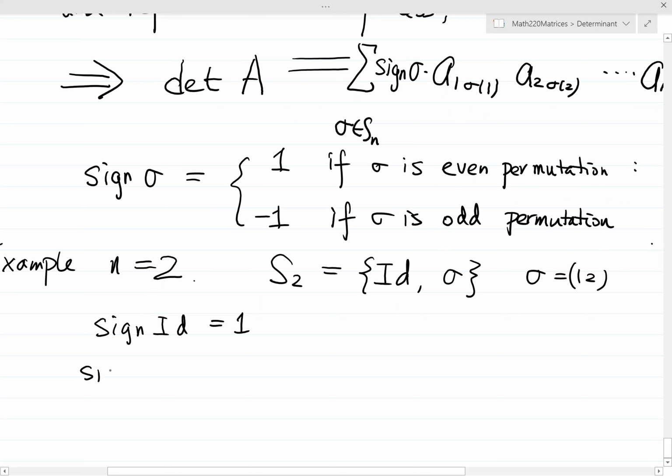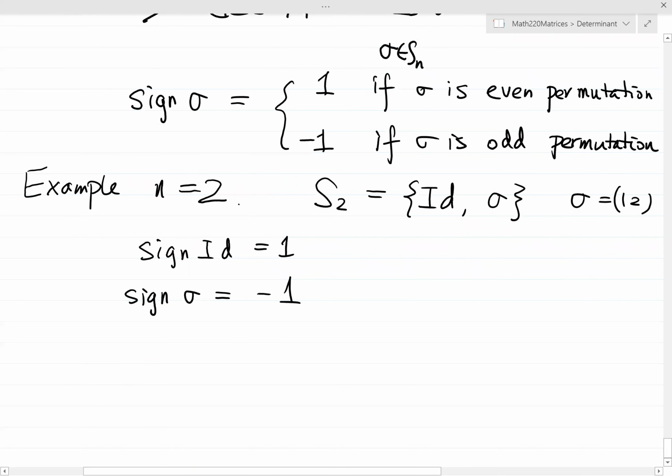Sign of sigma, 1, 2, that's 1 transpose. So it's actually an odd number, so we get negative 1. So you see, okay, if you have A, this is 2 by 2: A11, A12, A21, A22.